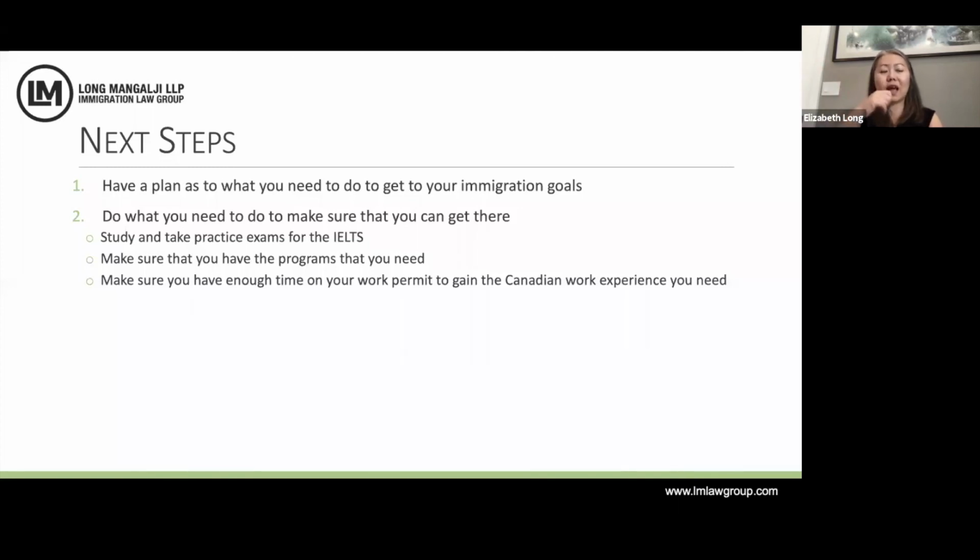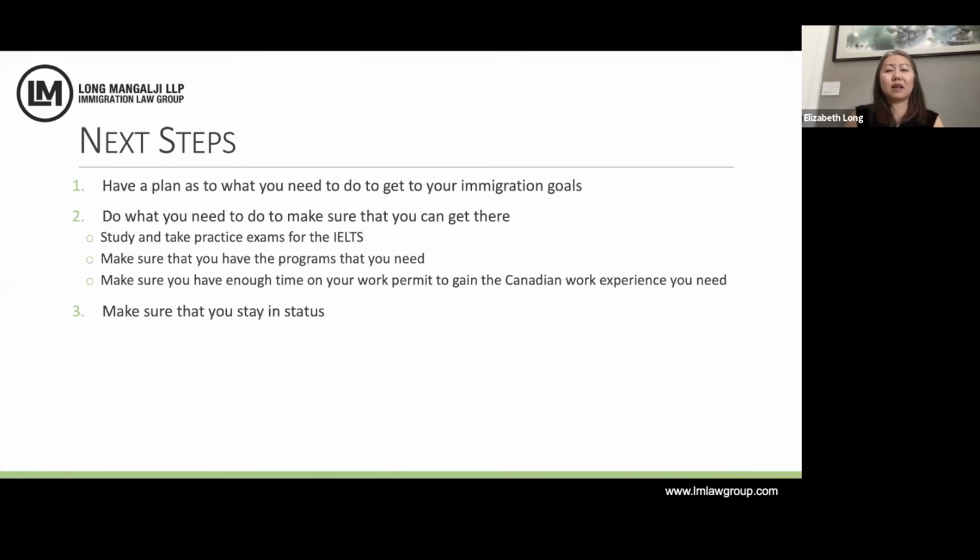There is nothing sadder than when someone comes to my office after being in Canada, having studied in Canada, and been in Canada afterwards, and maybe even worked in Canada, but the job didn't really qualify them for permanent residence, and comes at the end of the post-grad work permit and says, what can I do? And there's not a lot they can do except leave Canada, right? So make sure you know what you need to do and make sure you do that.